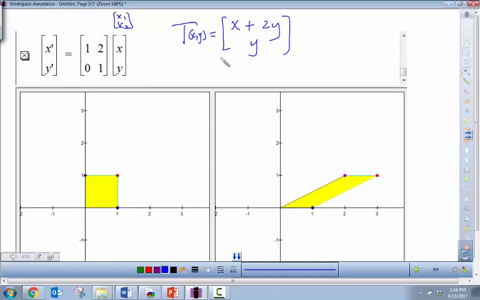Does everybody understand where I got this from? I did the dot product: 1 times x, 2 times y. That's the top row, and then the bottom row, it's 0 times x, 1 times y. Okay, so that's how I got this. So this is your linear transformation, and this is the function form of the linear transformation, so that it has an input-output.